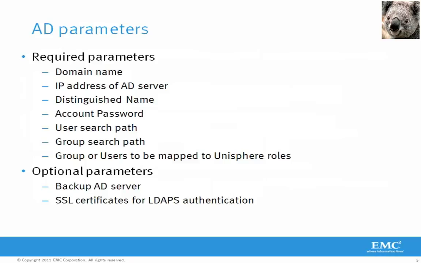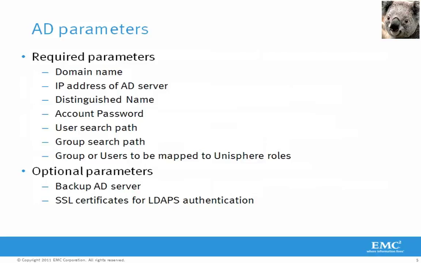Now, let's look at the required AD parameters for the setup. You'll require the Windows domain name, the IP address of the AD server, the distinguished name, which is essentially the login name for the Active Directory server, the account password for the distinguished name, and the user search path. This will denote where exactly in the AD hierarchy to start searching for users.